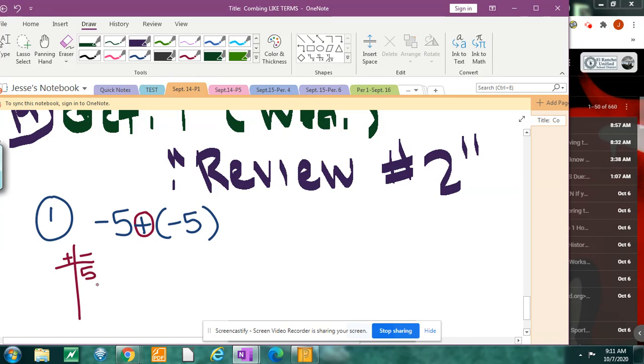So both -5s are on the negative side. There are a lot of negatives. And how many are there? There are 10. Because what did you do? You added them. All right. How many people got it right? If you got it right, good job.